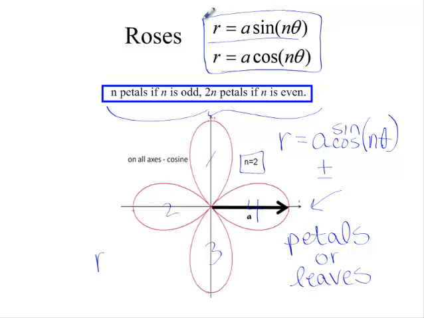So I know I'm dealing with r equals some value of a, and either sine or cosine of 2 theta. Since all of the leaves are on the axes, that tells me this was cosine. Since my leaves intersect the axes at a value of 1, that tells me that a is 1. So the equation for this graph is r equals the cosine of 2 theta.